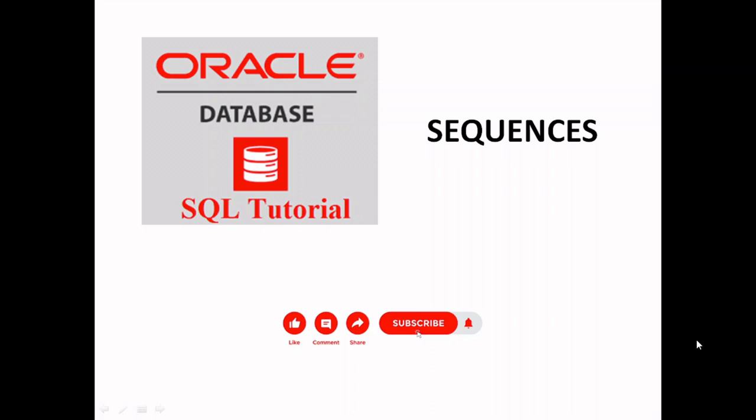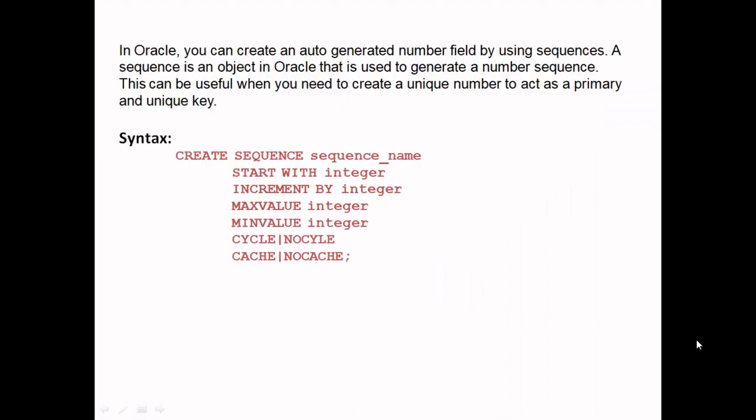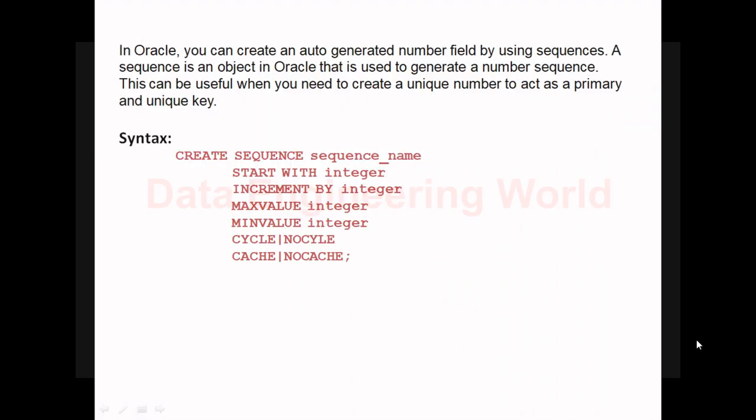Today we are going to discuss sequences in Oracle. So the sequence is a database object that is used to generate a number sequentially. This can be useful when you need to create a unique number to act as a primary or unique key.